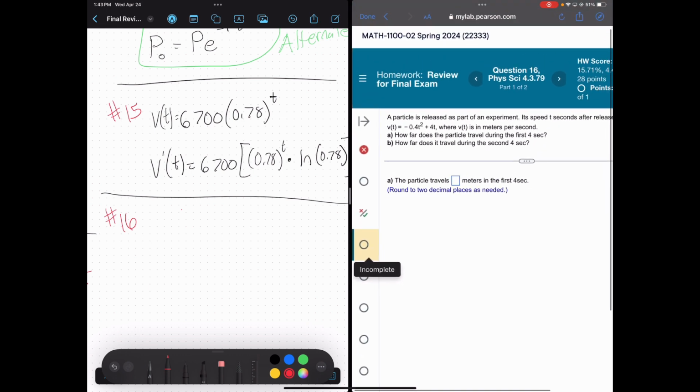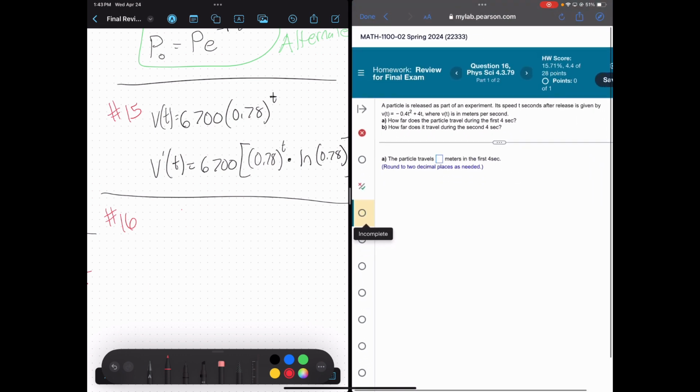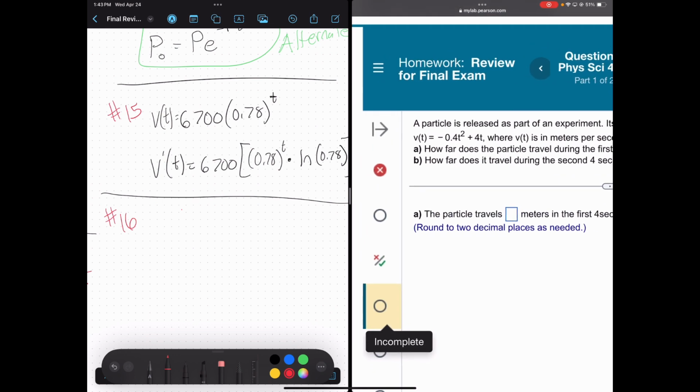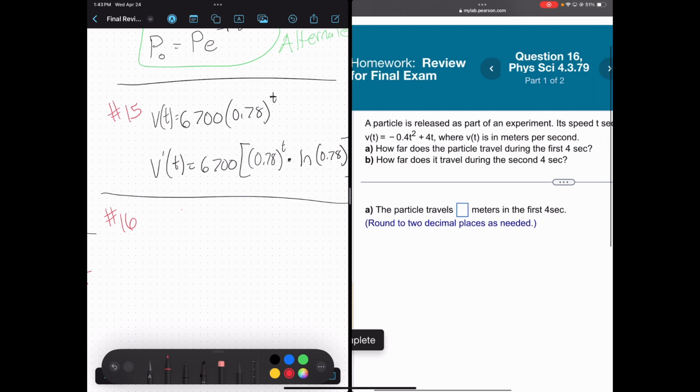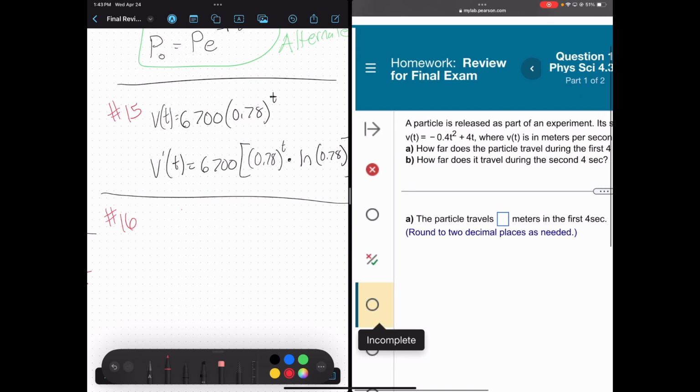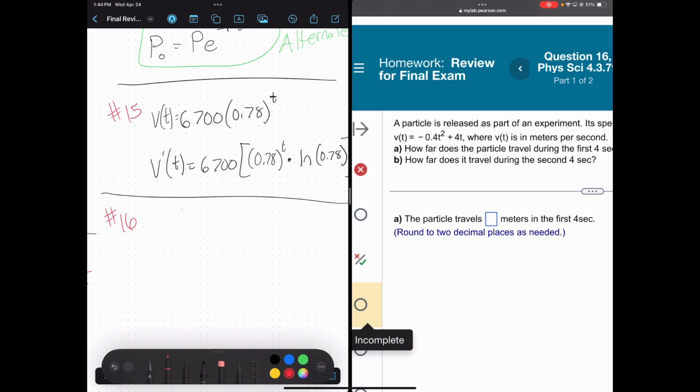A particle is released as part of an experiment. Its speed t seconds after release is given by this function. So it gives us a velocity function, where velocity is in meters per second. How far does the particle travel during the first 4 seconds? How am I going to do this?